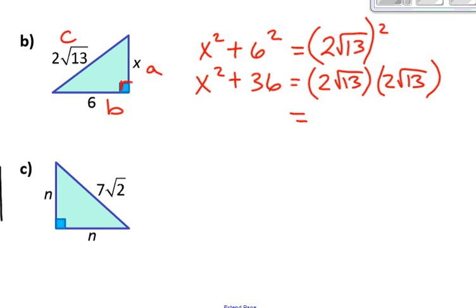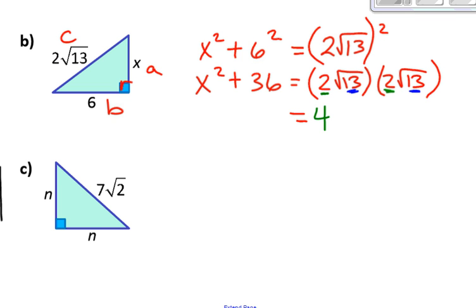So when I multiply that, you multiply the like things. Notice this is not double distribute because there are no pluses or minuses. We're just going to multiply the coefficients. So that would be 2 times 2 is 4. And then we're going to multiply what's underneath the radical together.